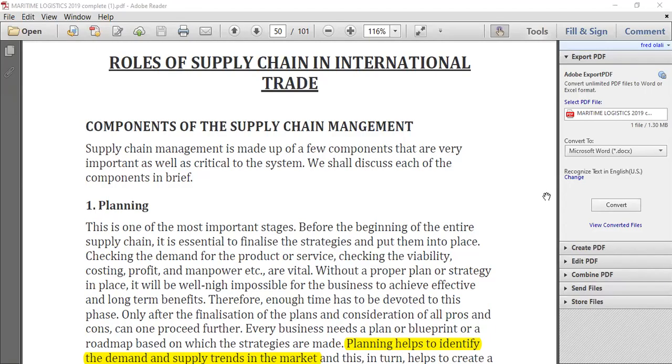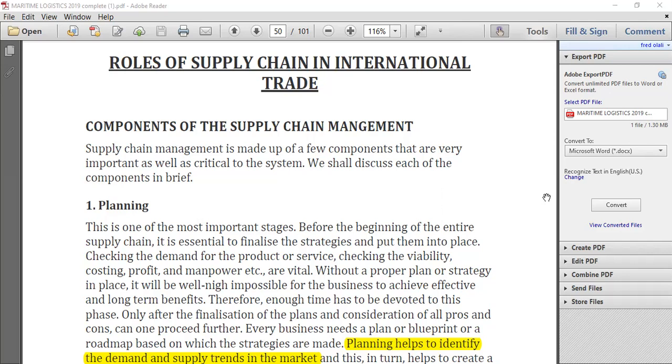Good morning. I want us to discuss the roles of supply chain in international trade. Some of the things we are going to look at are the components of supply chain management. That is what makes the supply chain management.